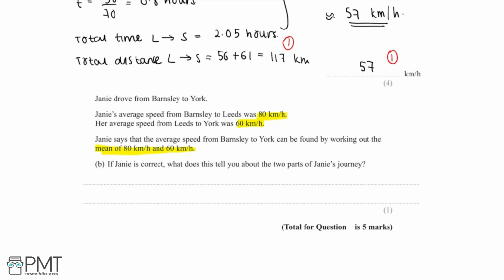To find out the average speed for two journeys, we can't actually find the mean. What we need to do is find the total distance divided by the total time. But Janie found the mean, and it says that Janie is still correct. So that means there is an assumption that needs to be made. So if the total distance divided by the total time is the same as working out the mean, we can say that the two parts of the journey must have taken the same amount of time, and so we can write this down in our answer box below.